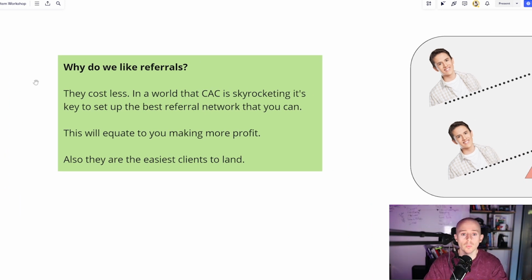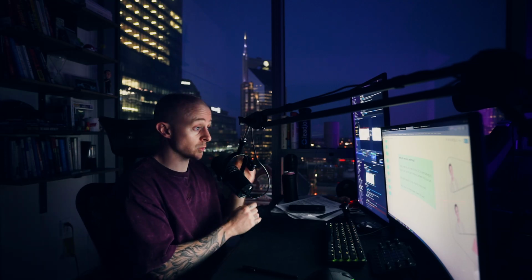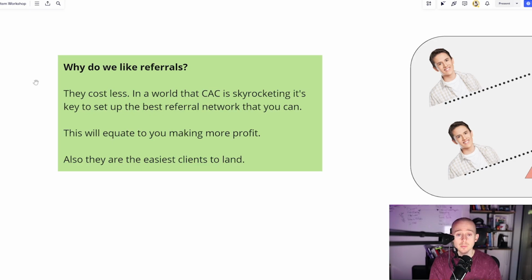And in a world where customer acquisition costs are absolutely skyrocketing, and there are so many different offers in the space, the best thing that we could possibly do is set up a really robust referral network and have a very low or even zero customer acquisition cost. Now, this is going to equate to a couple different things. One, you making more profit, but also the ability to land these deals. You'll have higher velocity because there's already trust built.